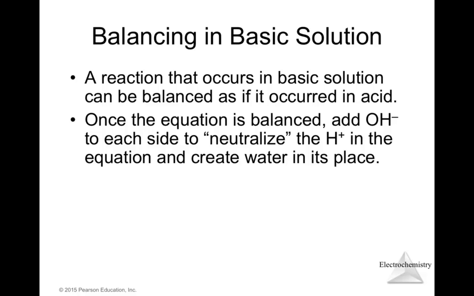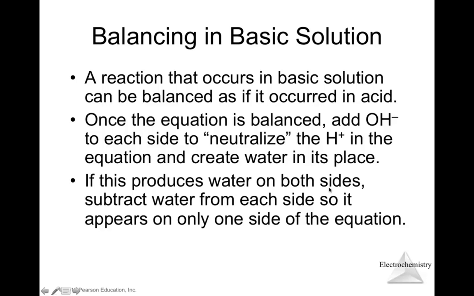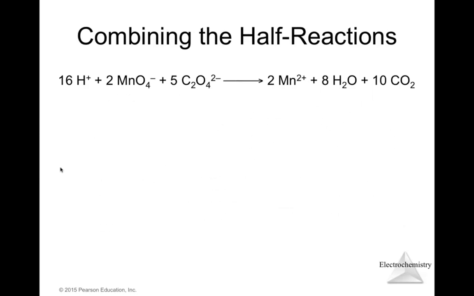So to do that, we add the same number of hydroxide as the number of protons. If this produces water on both sides, subtract water from each side so it appears on only one side of the equation. This is the same thing as with the electrons. So to do the balance in a basic solution, let's use the same example that we had before with the permanganate and the oxalate. This is basically the balanced equation, after we did all those steps.